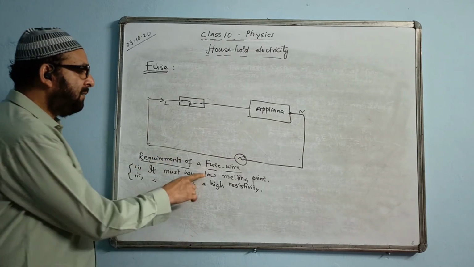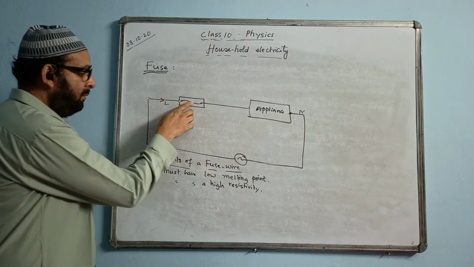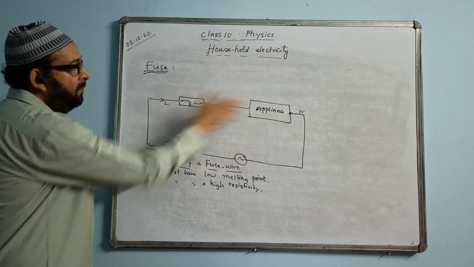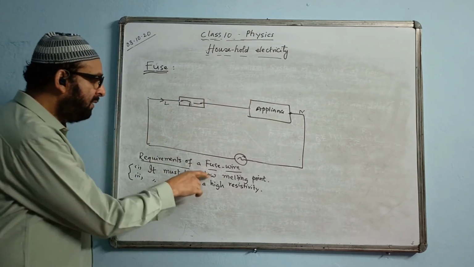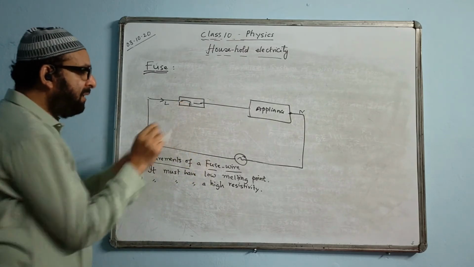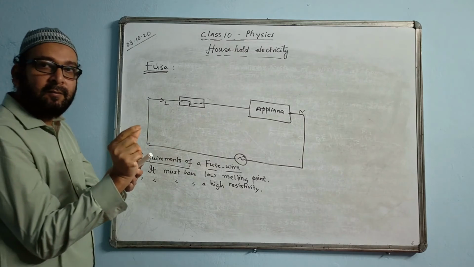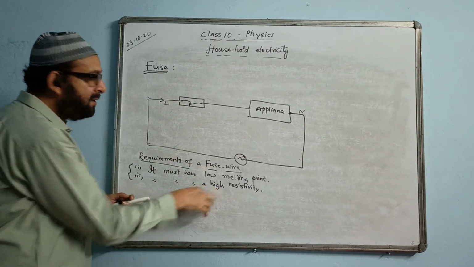You can understand, it must have a low melting point, because it must melt quickly in order to stop the current, in order to prevent the damage. Another one, it must have a high resistivity, because we are using a very thin and very short length of wire. So it must have very high resistivity.